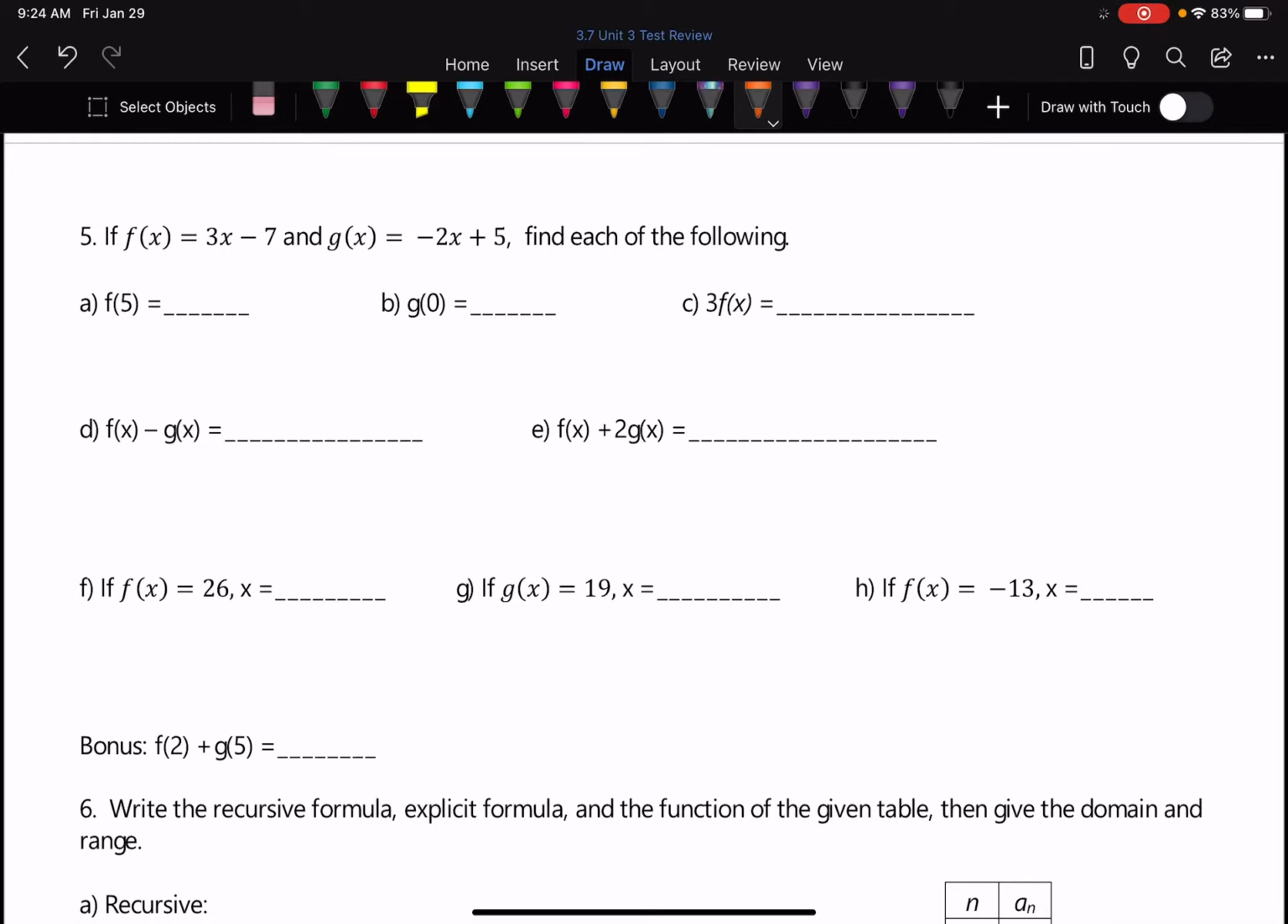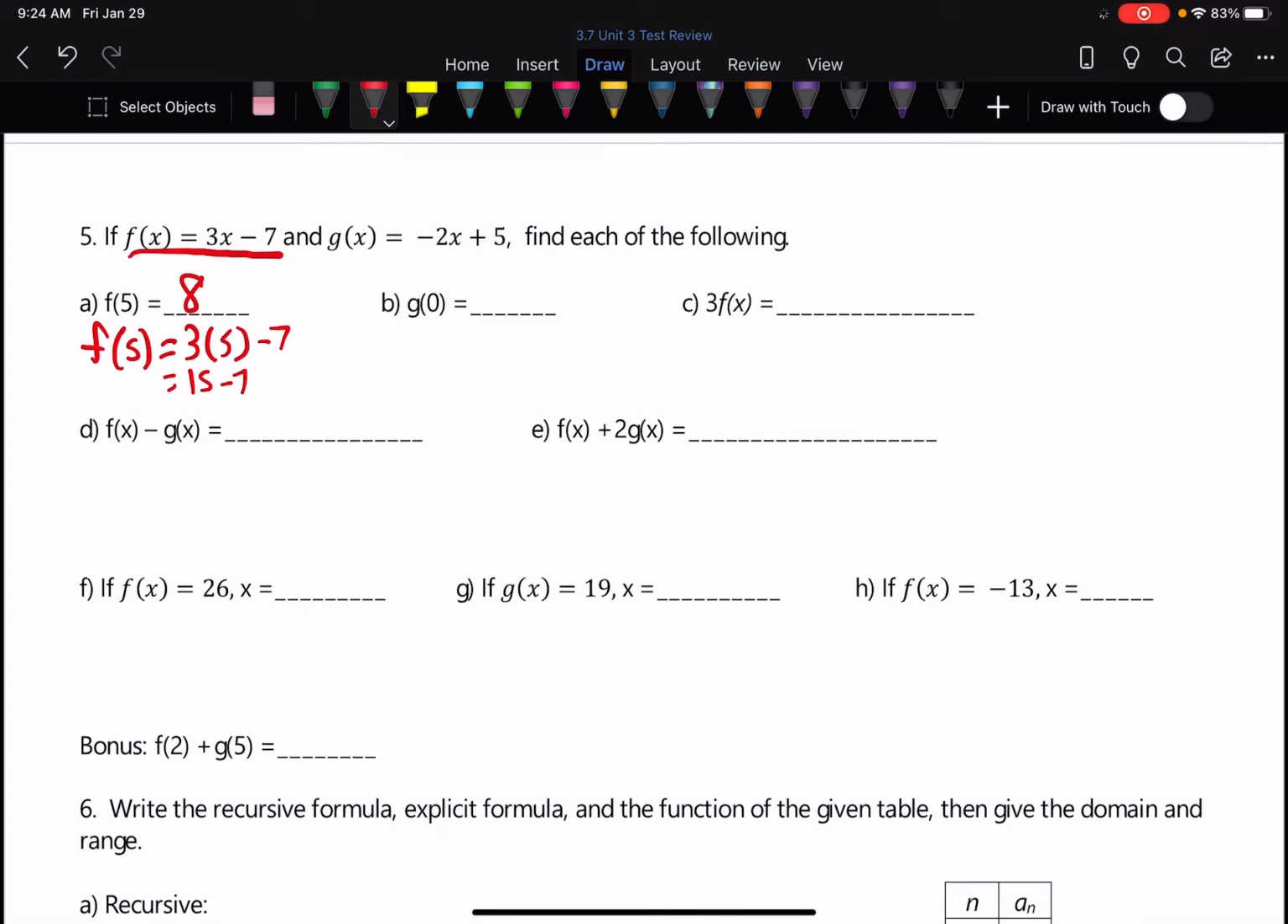It says, if f of x equals 3x minus 7 and g of x equals negative 2x plus 5, find each of the following. So we're evaluating these functions depending on what it's telling us to do. So it says f of 5, which means we're going to take our function, our f of x, and anywhere we have an x in that function, I'm going to replace it with 5, which means I'm going to have 3 times 5 minus 7. So that gives me 15 minus 7. So my f of 5 is going to be 15 minus 7, which is 8.